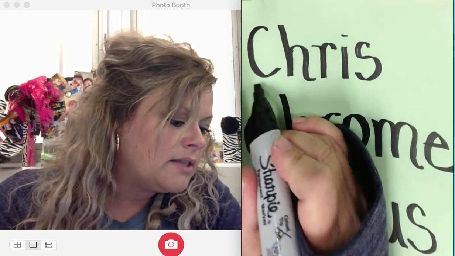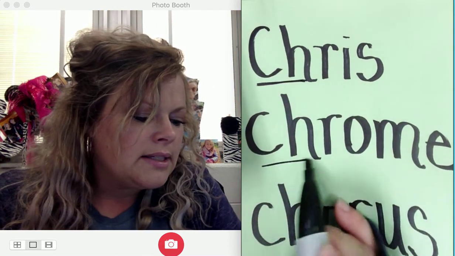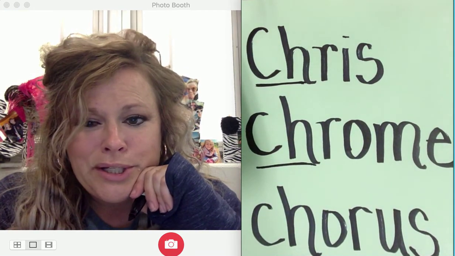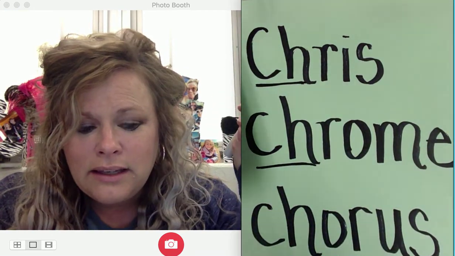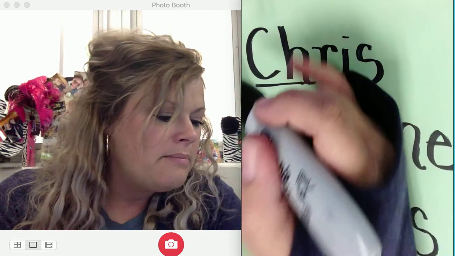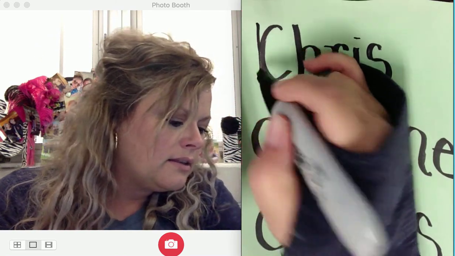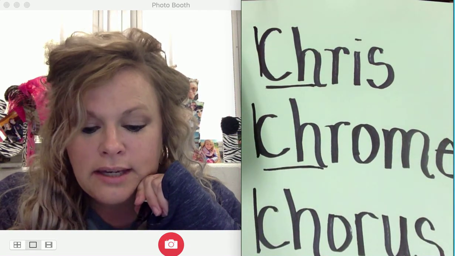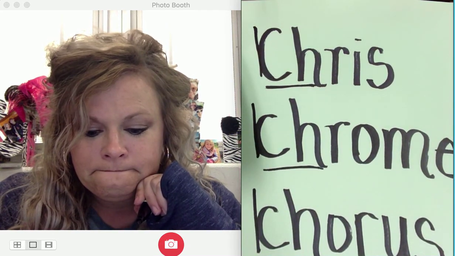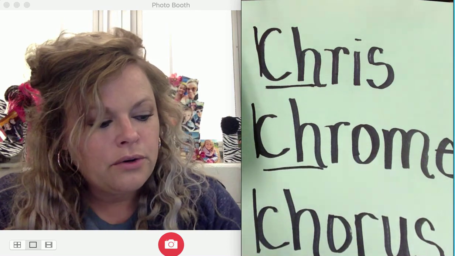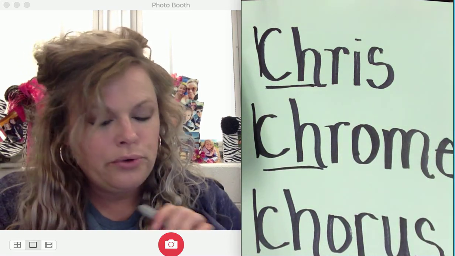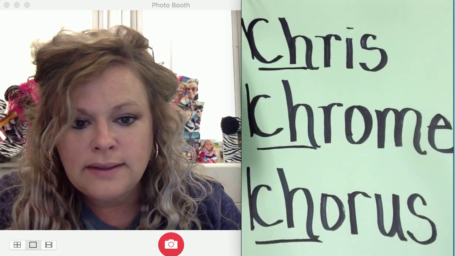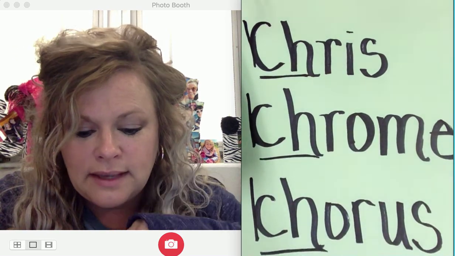So we're going to underline the digraph CH. But that's not all we're going to do because it sounds like k. We are actually going to K back the C's to remind our brain that they sound like k. Okay. Chris is a boy's name. Chrome is where we go when we go into the internet. And a chorus is a group of people who are singing.